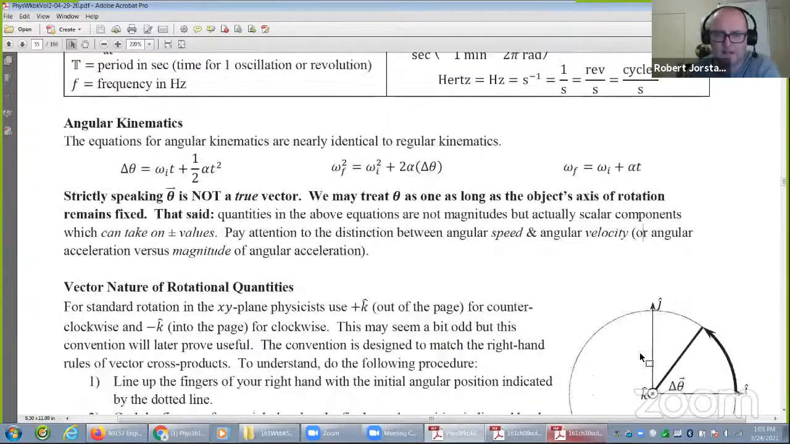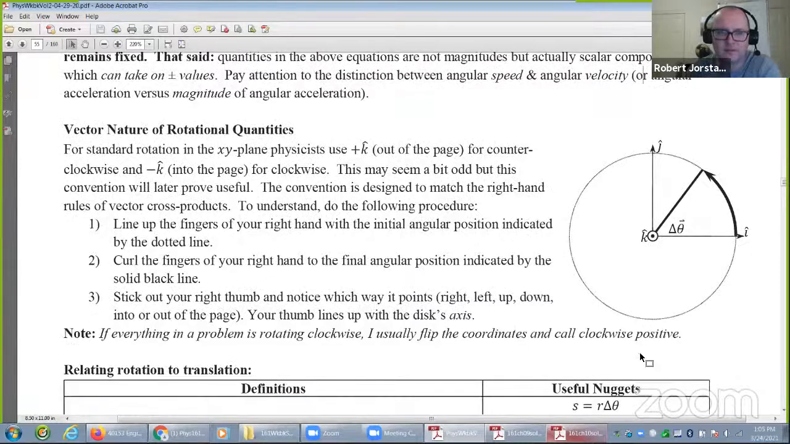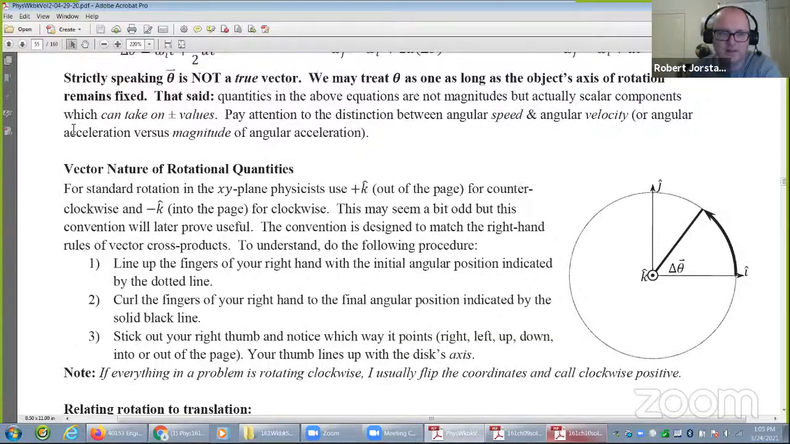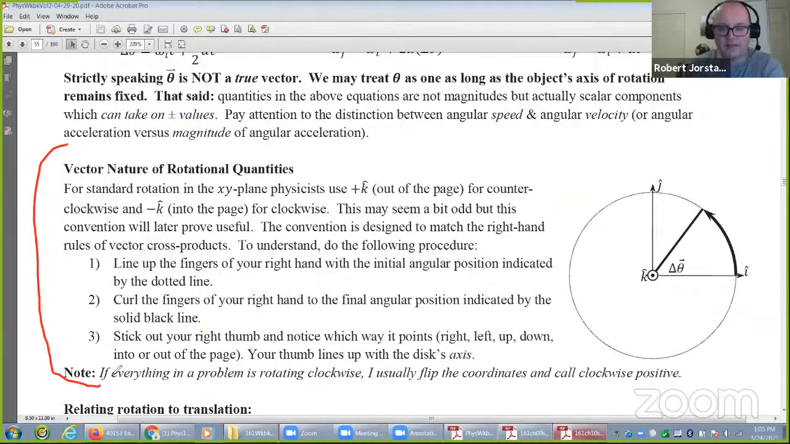Okay. So this gets tricky. The vectored nature of these is not obvious. And so this you'd better listen to. Let's say an object is going this way. All right. So you would probably call that what? Counterclockwise, CCW. A physicist would call that k-hat.